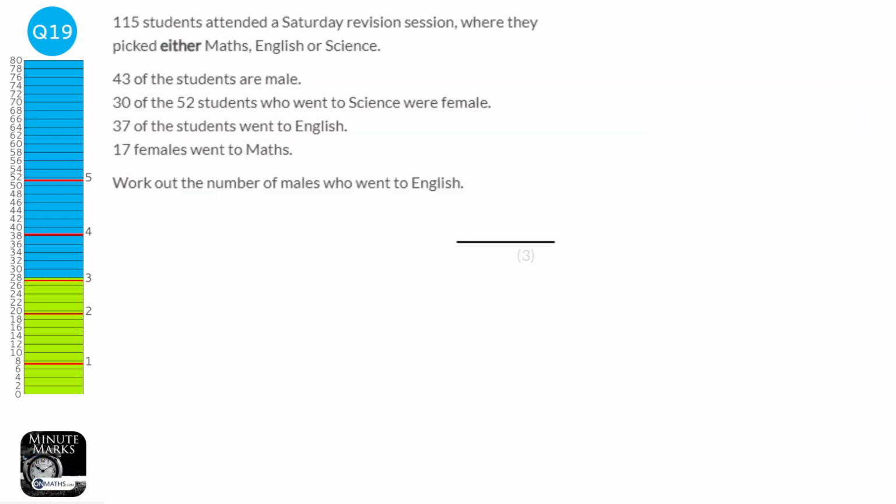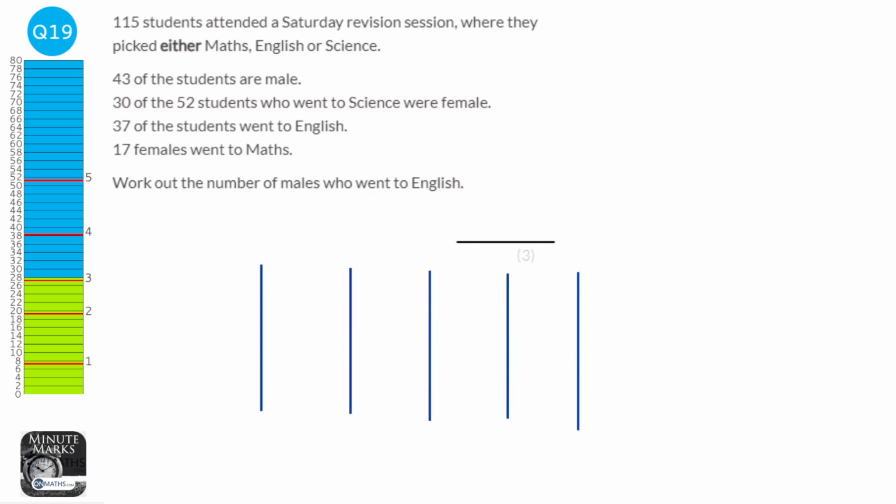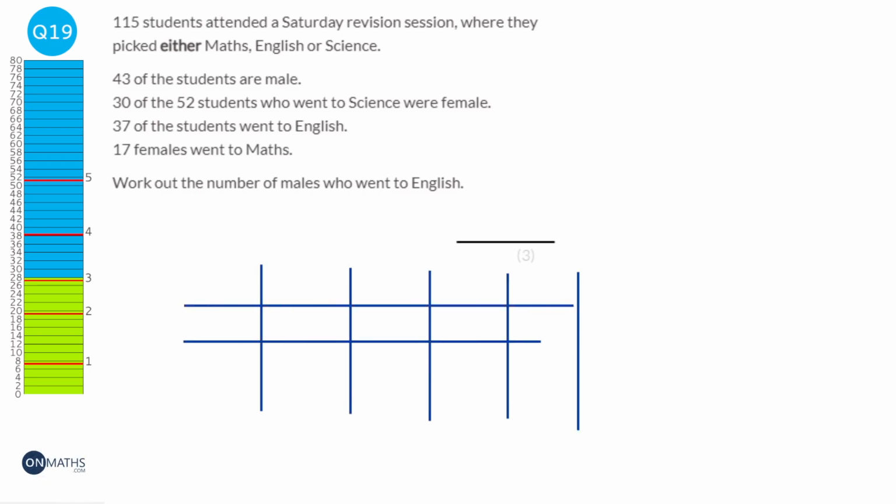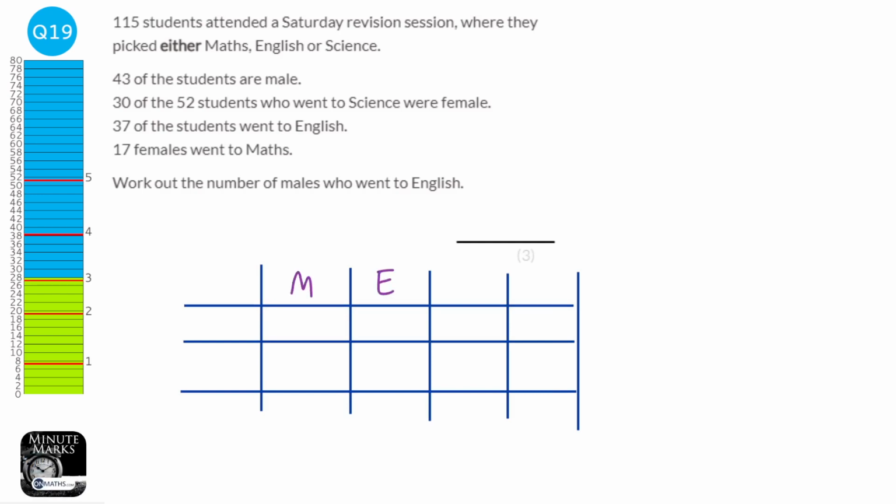To answer this question, we're going to have to create a two-way table for all the information. So I'm just going to draw a quick table. We've got maths, English, science, then a total column. And then across here we have male and female and a total column. So I'm going to fill in maths at the top, English, science, and then the total. And then male, female, and total at the bottom.